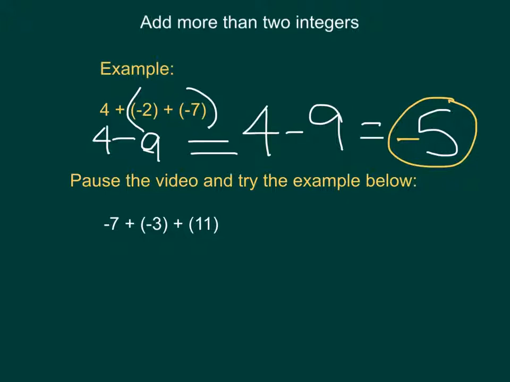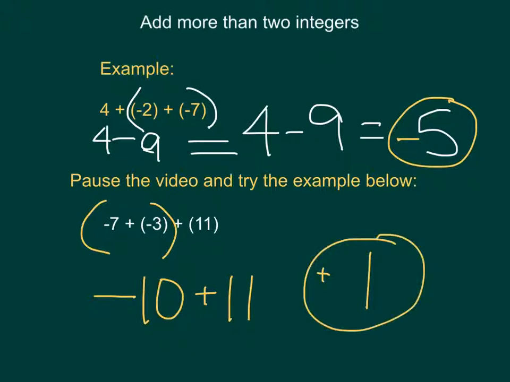So you first want to combine the things that are alike. So the negative 7 and the negative 3, they're the same sign, so your answer is negative. 7 plus 3 is 10. Plus a positive 11. So different signs, that means you subtract. You get negative 10 plus 11, so you subtract 11 minus 10 and get 1, and then the sign goes with the bigger number, so it's a positive 1.